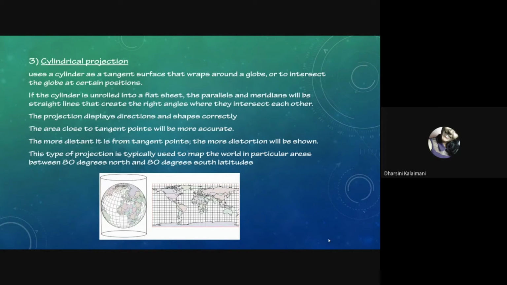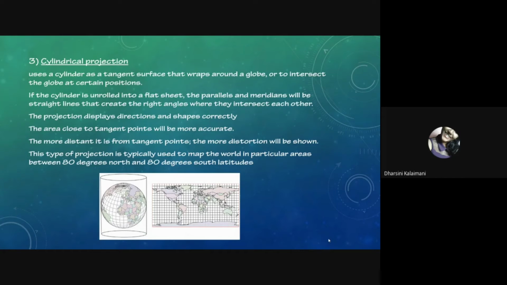Number three is cylindrical projection. This projection uses a cylinder as a tangent surface that wraps around a globe or intersects the globe at a certain position. If the cylinder is unrolled into a flat sheet, the parallels and meridians will be straight lines that create right angles where they intersect each other. The projection displays direction and shape correctly. The area close to the tangent points will be more accurate. The more distant it is from the tangent points, the more distortion will be shown.